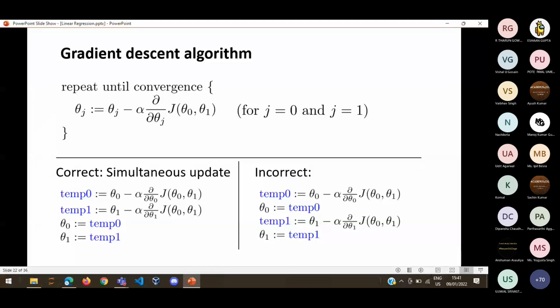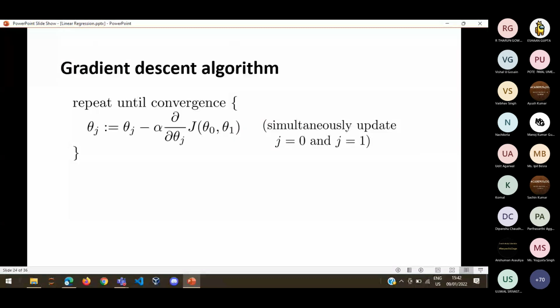So I guess everything is clear till now. Is anyone having any doubt?